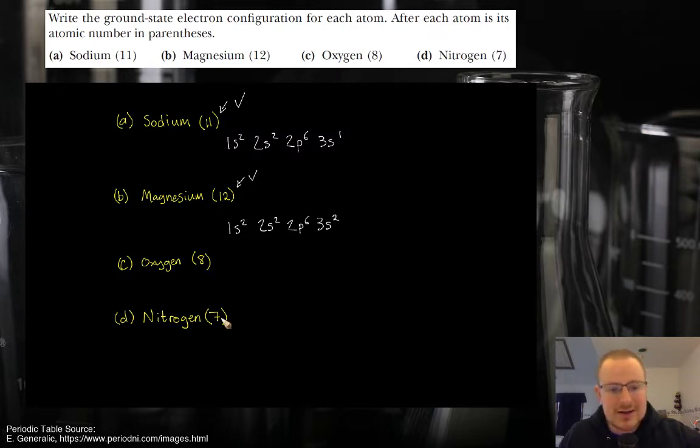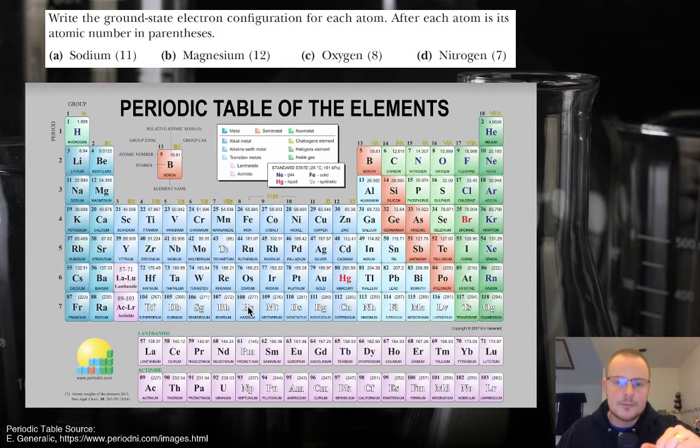Now, since oxygen and nitrogen are right next to each other, let's do those ones together too. We can find oxygen with an atomic number of 8 over here on the right-hand side of the table. So as we have already gone over, we have 1s2 and 2s2, but the 2p orbital isn't all the way full. Oxygen has 1, 2, 3, 4 electrons in the 2p orbital. And we can see nitrogen here has 1, 2, 3 electrons in the 2p orbital.